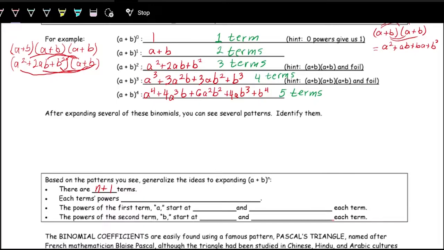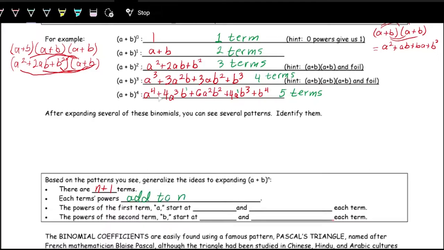And if you look at each term's powers, let's look at the last one, because there's a lot of things to look at. So if we look at the different terms, a to the fourth is a term, 4a cubed times b to the 1 is another term, and so on. If you look at the exponents on the a and the b, they always add to n. So if you look at a cubed, b to the 1, the 3 and the 1 add to 4. The a squared and the b squared, 2 plus 2 is 4. A to the 1 times b to the 3, that's 4 again. And same thing for the first, a to the 4th, b to the 0, that's 4. So the powers all sum to n.